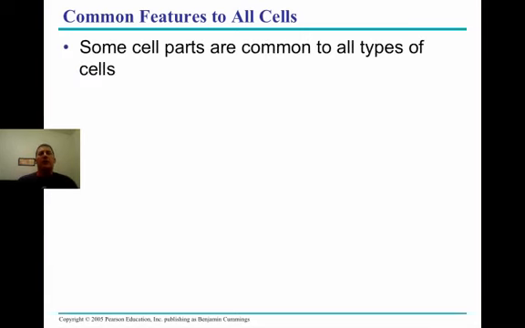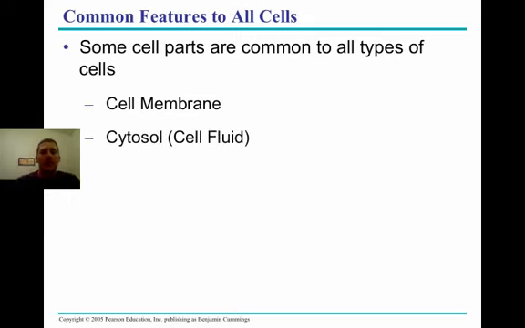So some features that are common to all cells. All cells are going to have these four common features. All cells are going to have a cell membrane. Now this is not necessarily plant or animal. This is prokaryotic and eukaryotic. We're going to get to the differences in the plant and animal cells fairly shortly. So all cells, whether they be prokaryotic or eukaryotic, are going to have a cell membrane. They're going to have what's called cytosol or cell fluid. You might also hear it called cytoplasm. Cyto meaning cell, sol meaning fluid, or plasm meaning fluid.